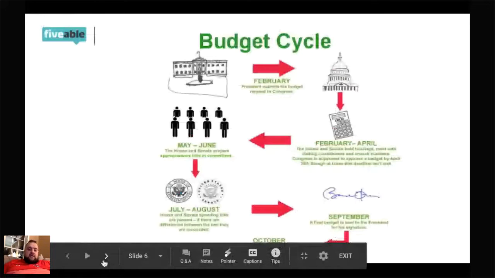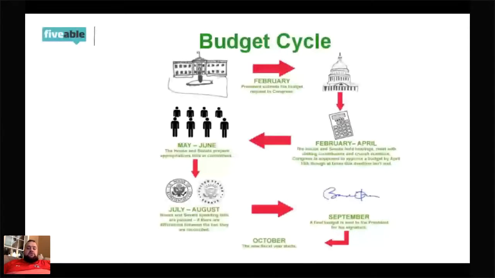So the United States is required to have a budget. Every year it has to have a budget. That's in the Constitution. It's a constitutional requirement. The federal government has to have a budget, and the Constitution is pretty specific about when different things should happen. So in February every year, specifically the first Monday in February, the Constitution says the president has to submit his budget request to Congress.